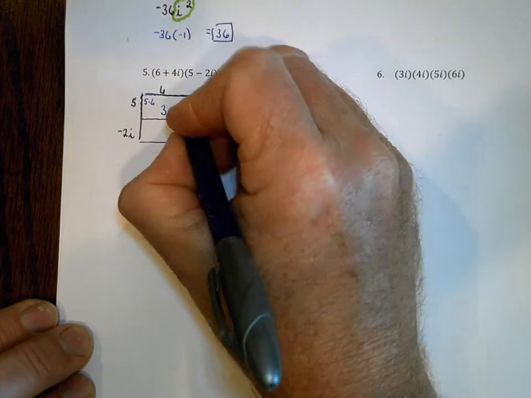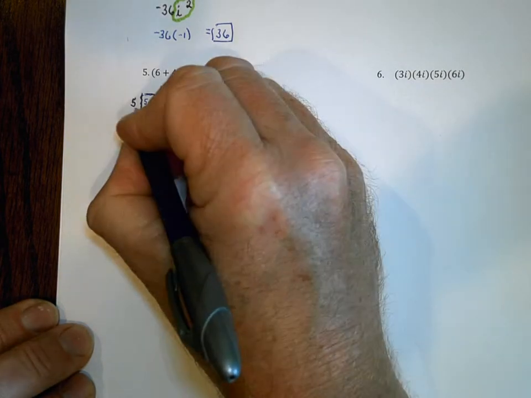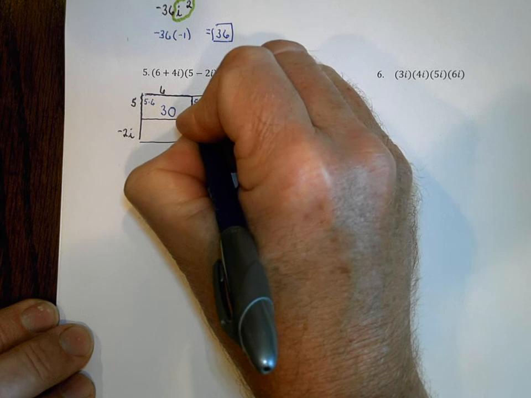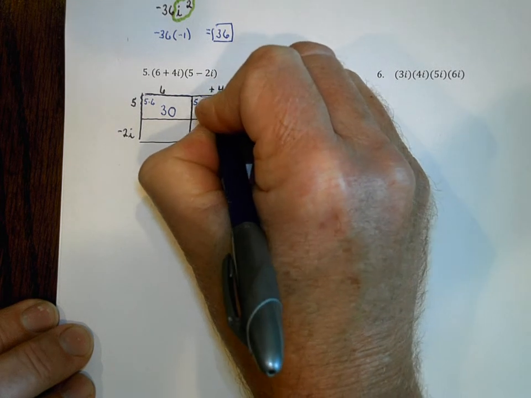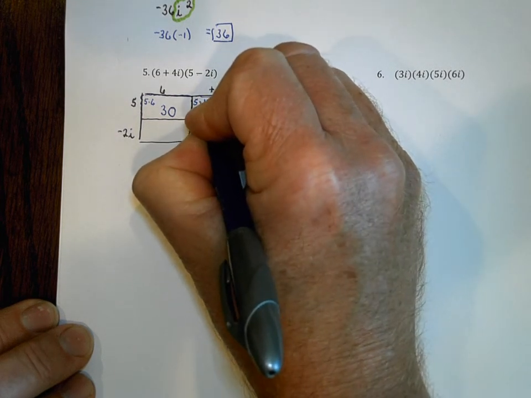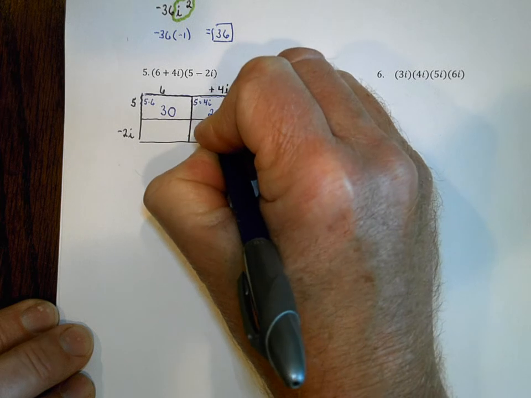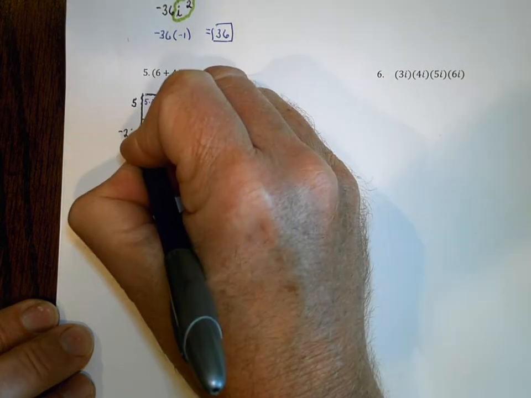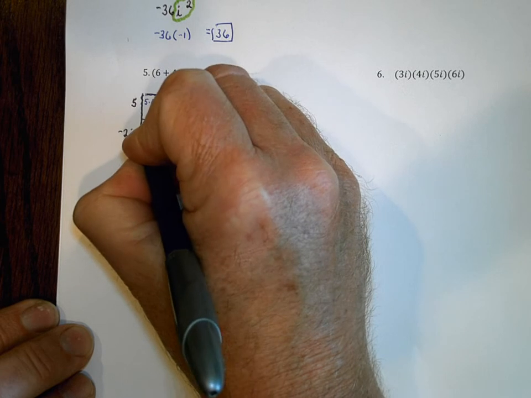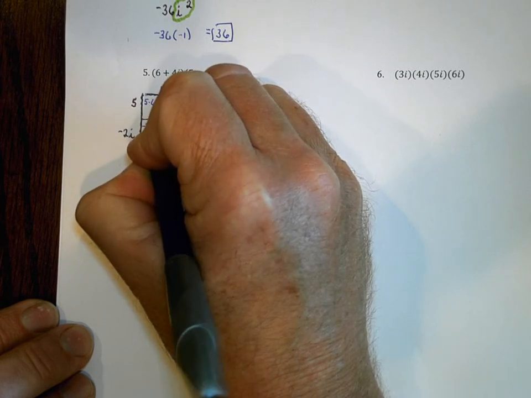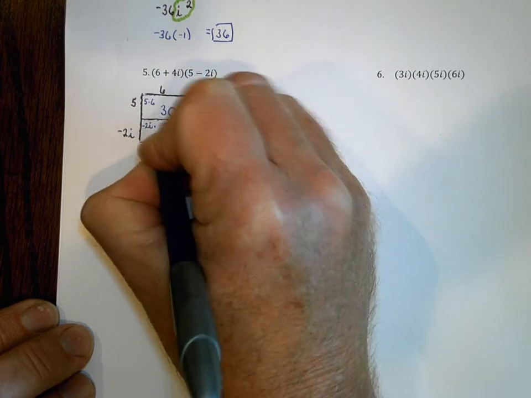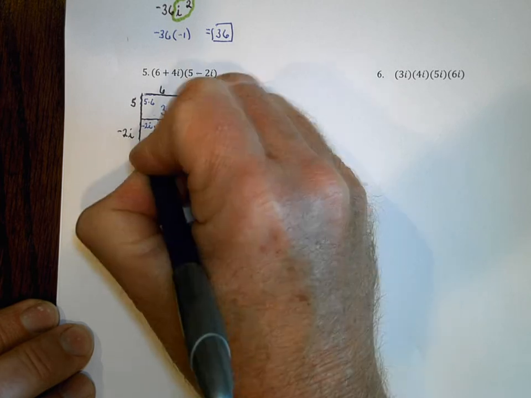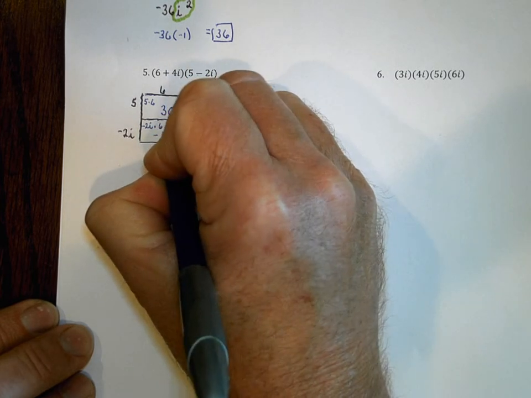To fill in the top right rectangle, I'm going to go this side, which is 5, multiply it by this side, which is positive 4i. 5 times 4i is 20i. Okay, to get the bottom left rectangle, I'm going to go the left side, which is negative 2i. I'm going to multiply it by the top, which is 6. Negative 2i times 6 is negative 12i.